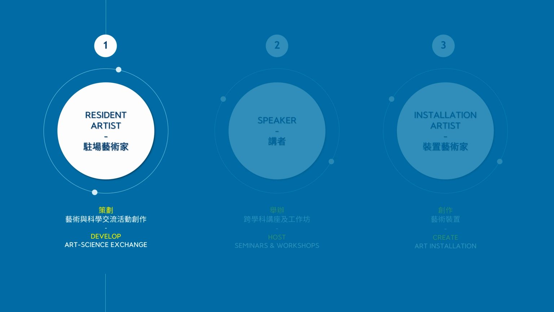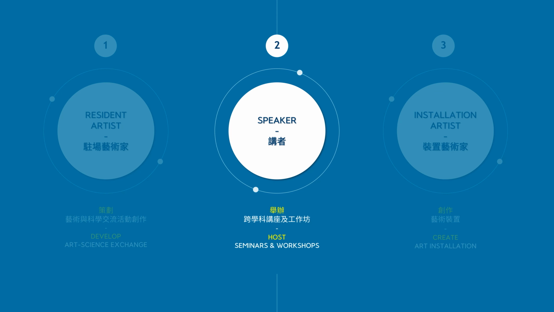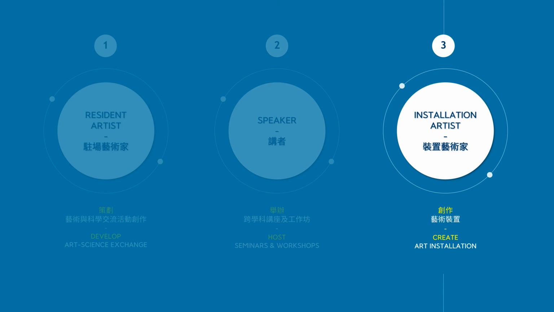Here is the overview. The first role was working as a resident artist to develop exchange with scientists. The second role was working as a guest speaker or a visiting artist to host workshops and seminars. And the third role was going back to be an artist to create installations.